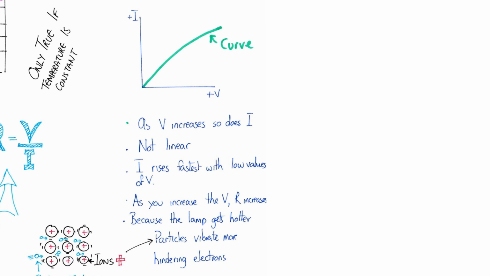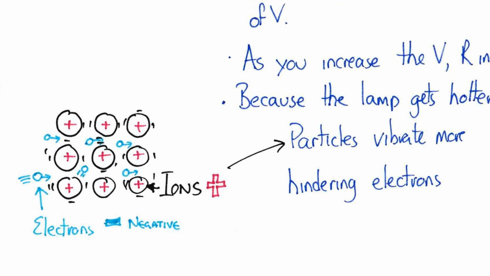Now, the reason why this happens is because the lamp is getting hotter, and they better explain it in terms of a diagram. Those little black circles with plus in them, they're metal ions. They're the particles that you find inside a wire. And of course, as you heat them up, they vibrate more and more. And the more they vibrate, the more difficult it is for the electrons to go through. In other words, the resistance increases.